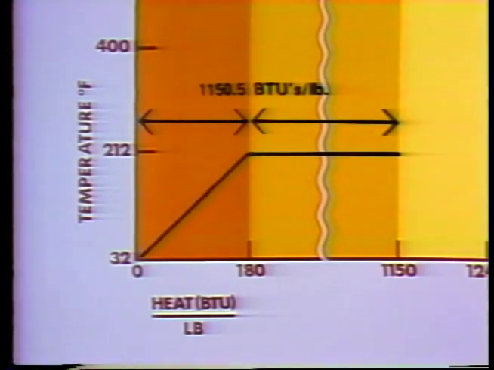In other words, 1,150.5 BTUs of heat per pound of water is required to heat 1 pound of water from 32 degrees Fahrenheit to 212 degrees Fahrenheit and to convert it completely into steam at atmospheric pressure.